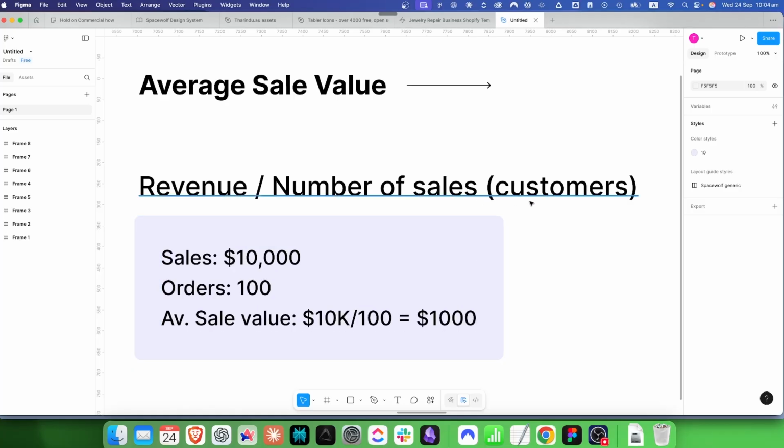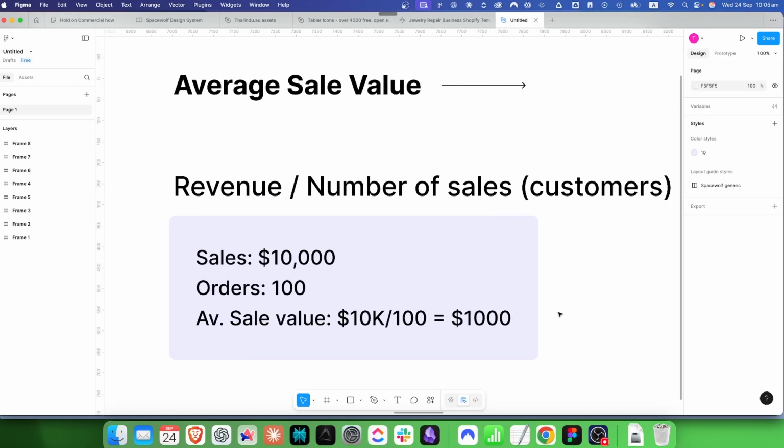So if it's an e-commerce, it can be customers, but in this example, I'm assuming one customer is buying once. That's not the case most of the time. So customers might not be the correct number to use here, number of sales maybe, right? Again, depending on what you're doing.